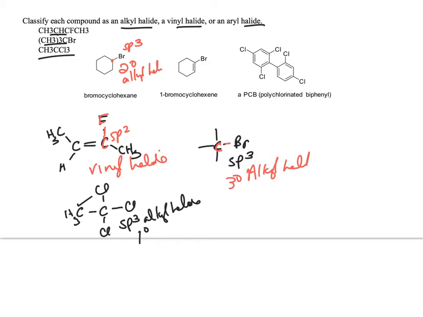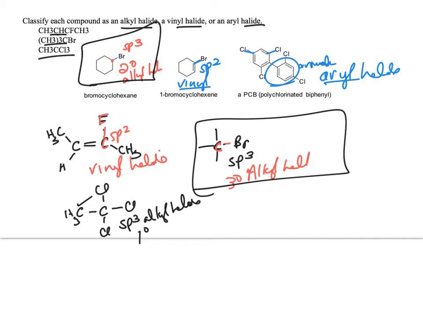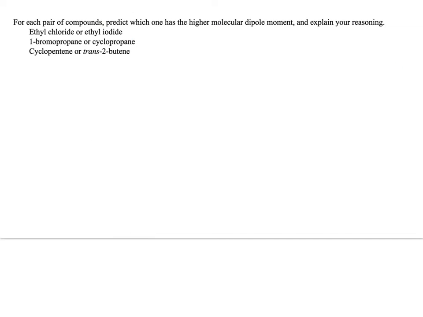This, the carbon-bromine bond is on an sp2 carbon. That means it's a vinyl. And these carbon halogens are on an aromatic compound. This is aromatic group, so that would be aryl halide. So the only compounds that actually do the reactions of alkyl halides are alkyl halides. So the halogen needs to be on an sp3 carbon.